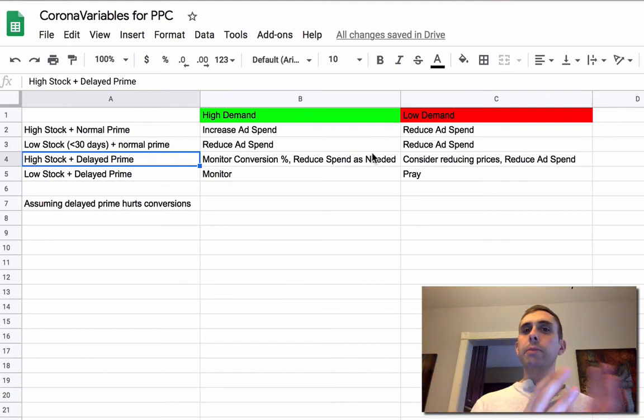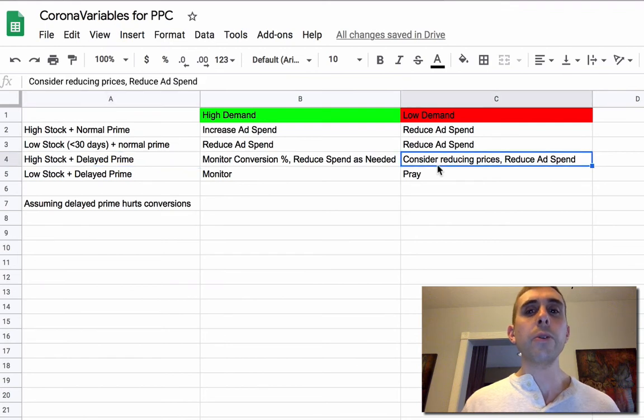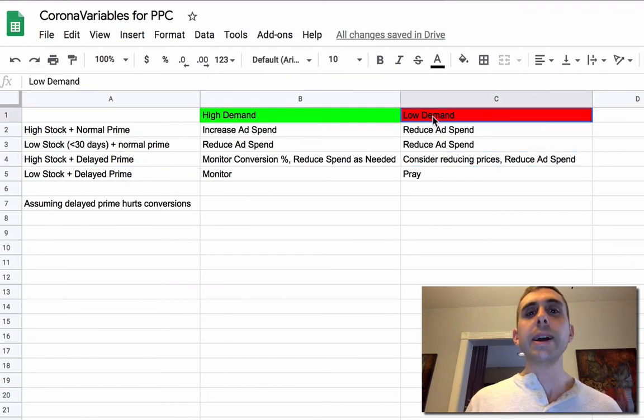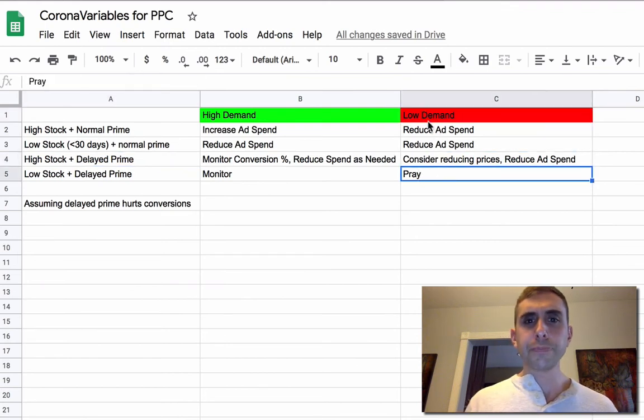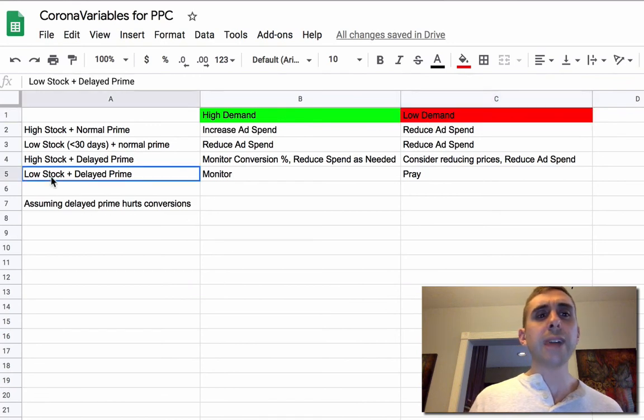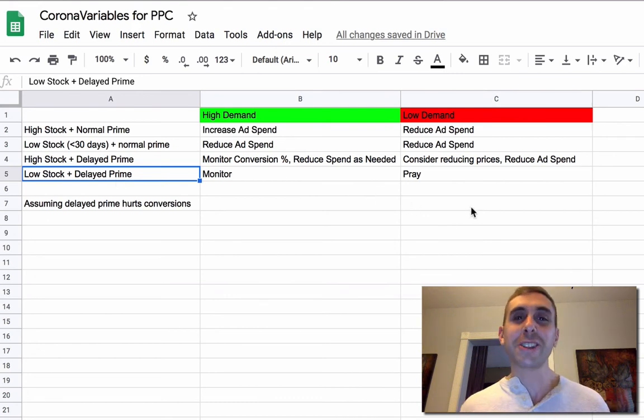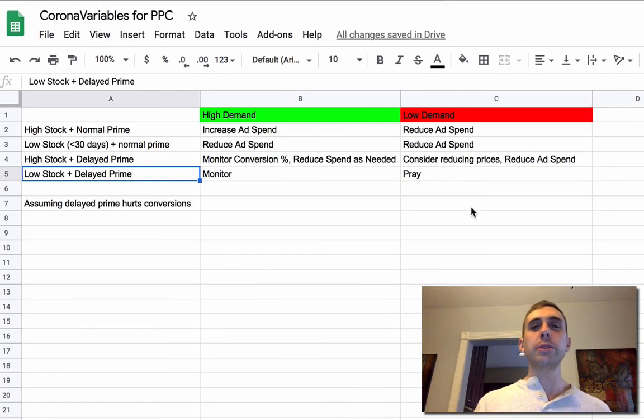So if we're allocating our budget and we're trying to preserve our cash flow, I would consider in this scenario reducing ad spend. Next, I believe this is the worst combination. Low demand, low stock, and delayed prime. So there's low demand, low stock, and delayed prime. Maybe you should just scratch this product altogether. Hopefully it will come around soon. But in this situation, I would consider pausing or reducing ad spend.